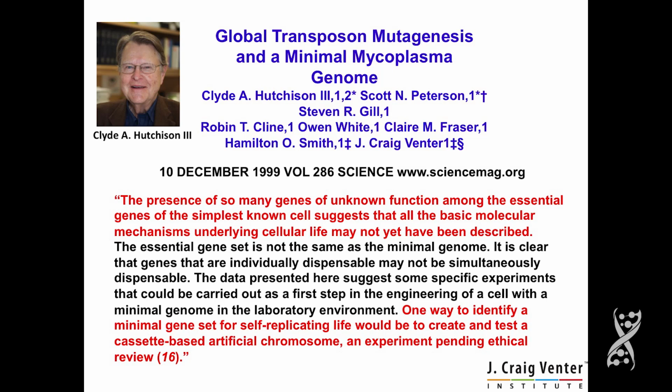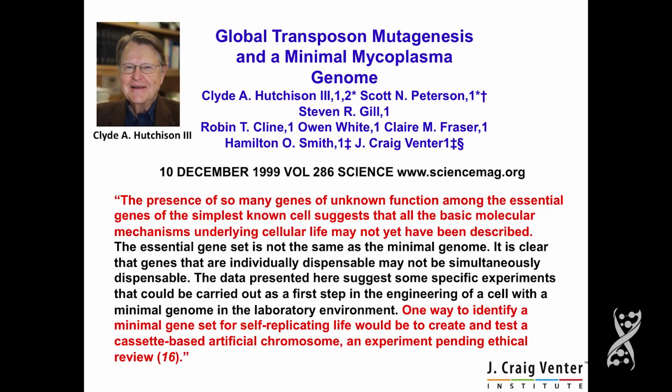So in 1999, Clyde decided he would put to the experimental test whether or not Koonin was correct with 256 genes. So he, for the first time, did a global transposon mutagenesis and arrived at about 380 genes that could not be knocked out. So there were 380 essential genes. And in the last paragraph of the paper shown here, he pointed out a couple of things. One is that a large number of the essential genes had no known function at that time.